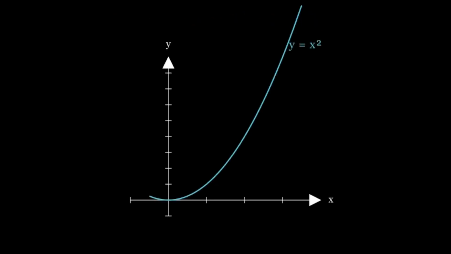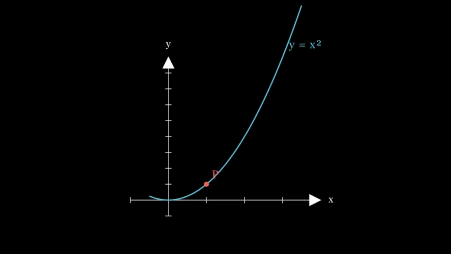What is a derivative really? A derivative answers a simple question. How fast is something changing at this exact moment? Think about driving a car. Your speedometer shows how fast you're going right now. That's a derivative. It's the instantaneous rate of change.